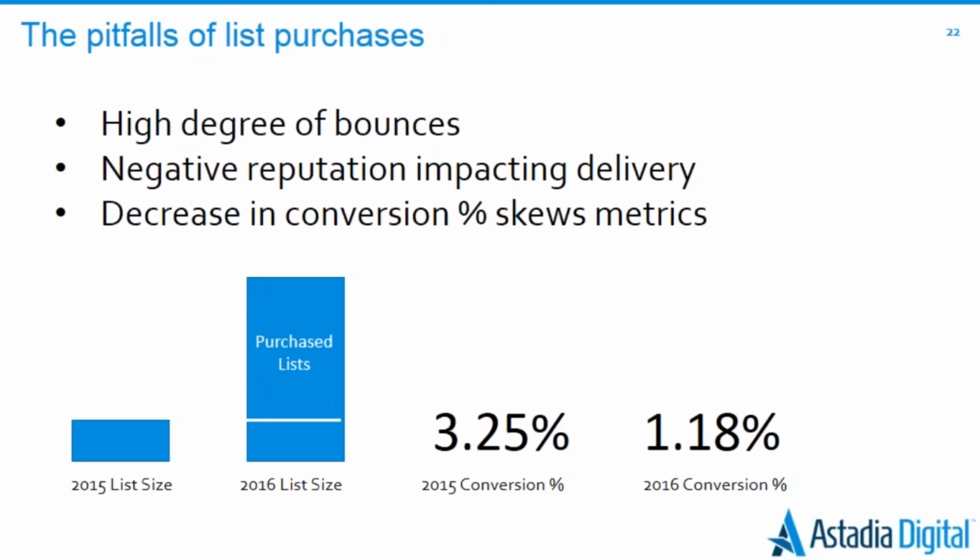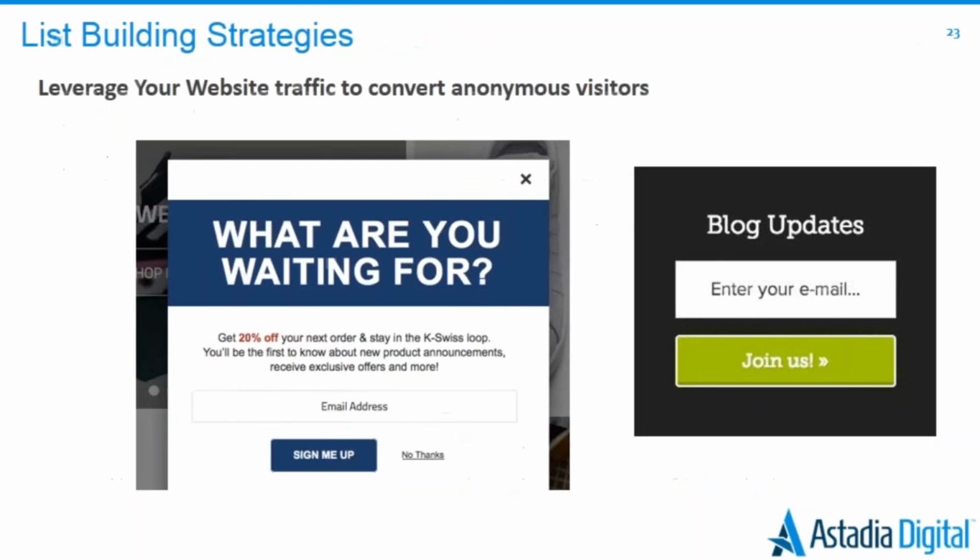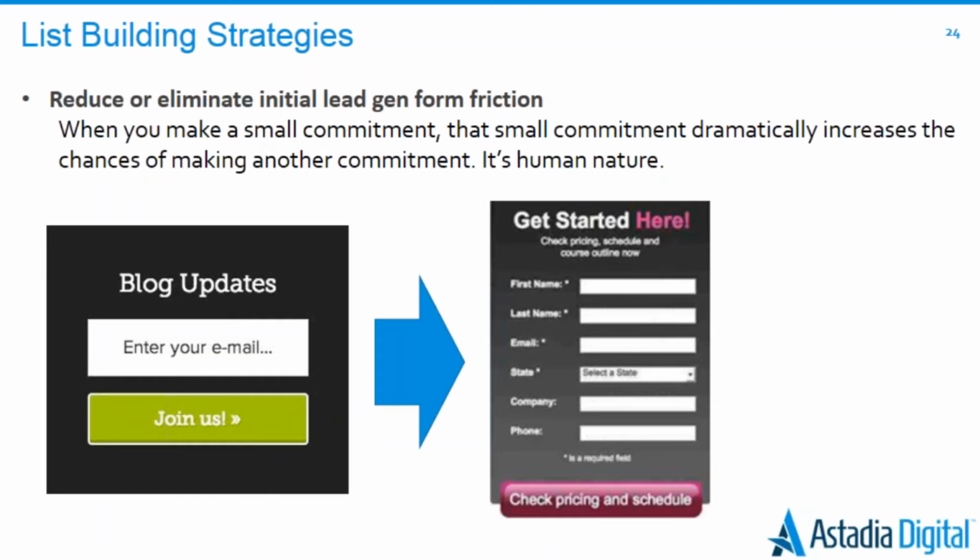Some list building strategies we want to make sure you take advantage of: leverage your website traffic and those anonymous visitors and get them to register and give you that information. It doesn't have to be done with a huge form, because you can reduce and eliminate form friction, as they call it. When people come to your site and you ask for their email address, chances are they'll start making that commitment in small increments. The next time they come back, you ask for a little more, and then a little more, and sure enough you've got that relationship building with that individual, and you're gaining and reconfirming information as it comes in.